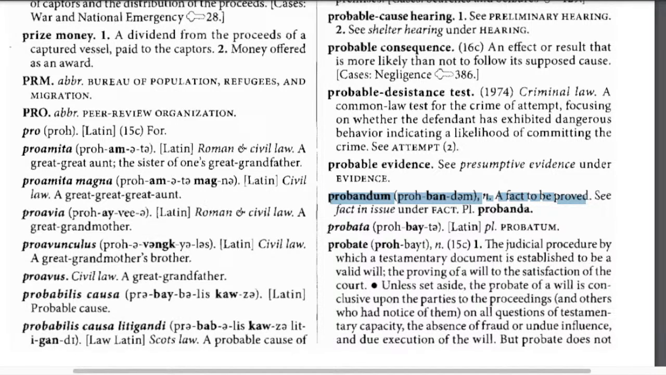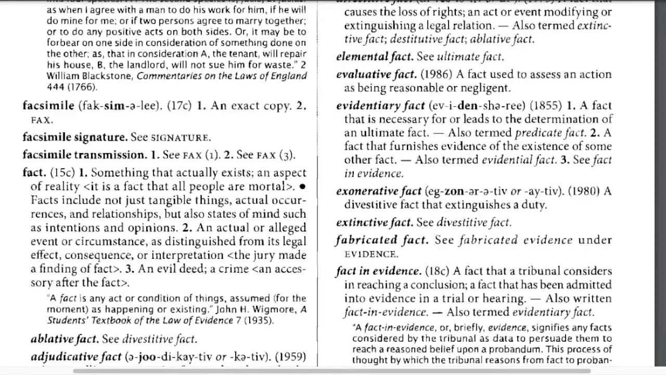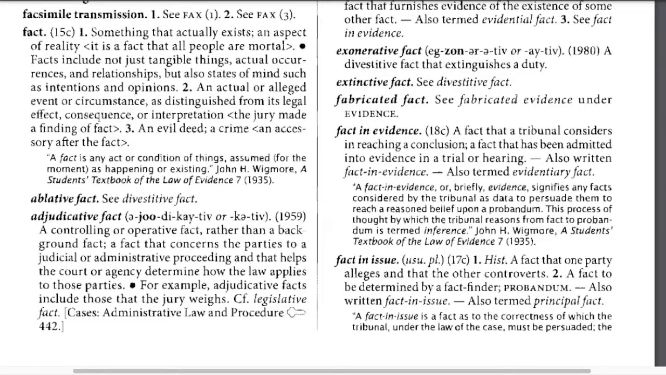All right. Thanks for bearing with me on that digression. Let's get back to facts. So we left off right here. So a fact in evidence, or briefly evidence, signifies any fact considered by the tribunal as data to persuade them to reach a reasoned belief upon a probandum, which is one that hasn't been proven yet. This process of thought by which the tribunal reasons from fact to probandum is termed inference. All right.